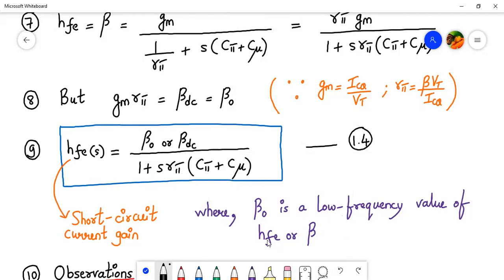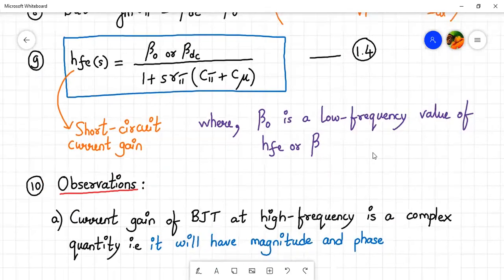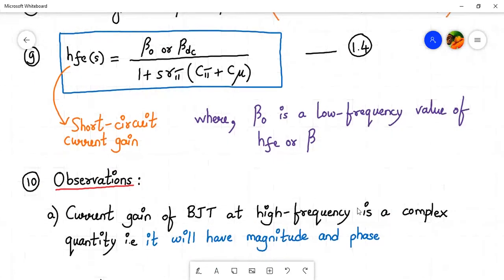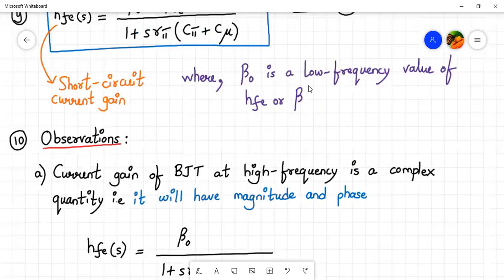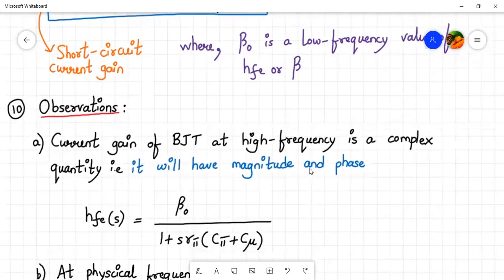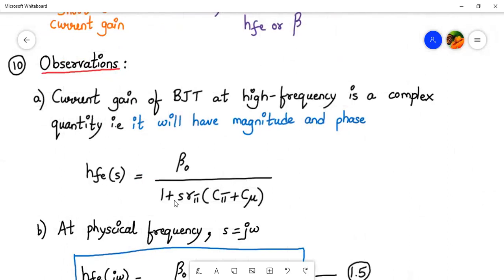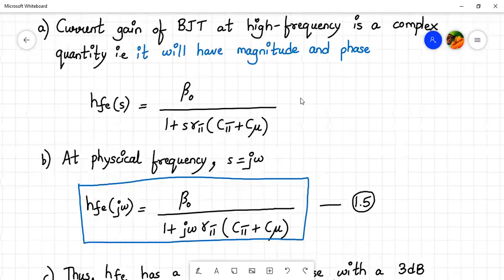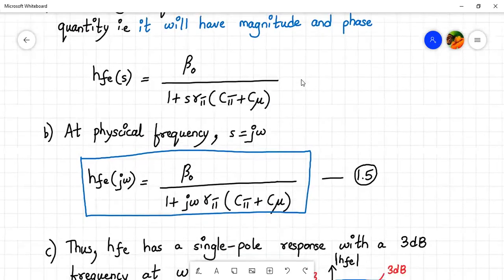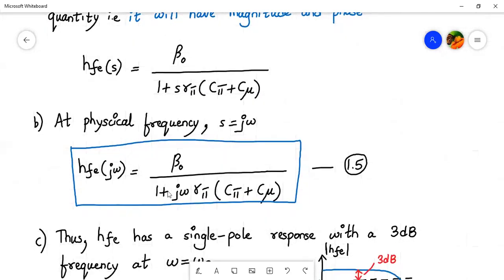Okay. Now let's go to the observations for this expression number 1.4. So observations are that the current gain of the BJT at higher frequency is a complex quantity. That means it will have a magnitude as well as phase, correct? And then we can calculate the magnitude as well as phase for equation number 1.4. So we can calculate hfe of s equal to beta zero divided by 1 plus s into rπ into (Cπ plus Cμ). Now at physical frequencies, by substituting s equal to jω, we have hfe of jω equal to beta naught divided by 1 plus jω rπ into (Cπ plus Cμ). We call this expression number 1.5.